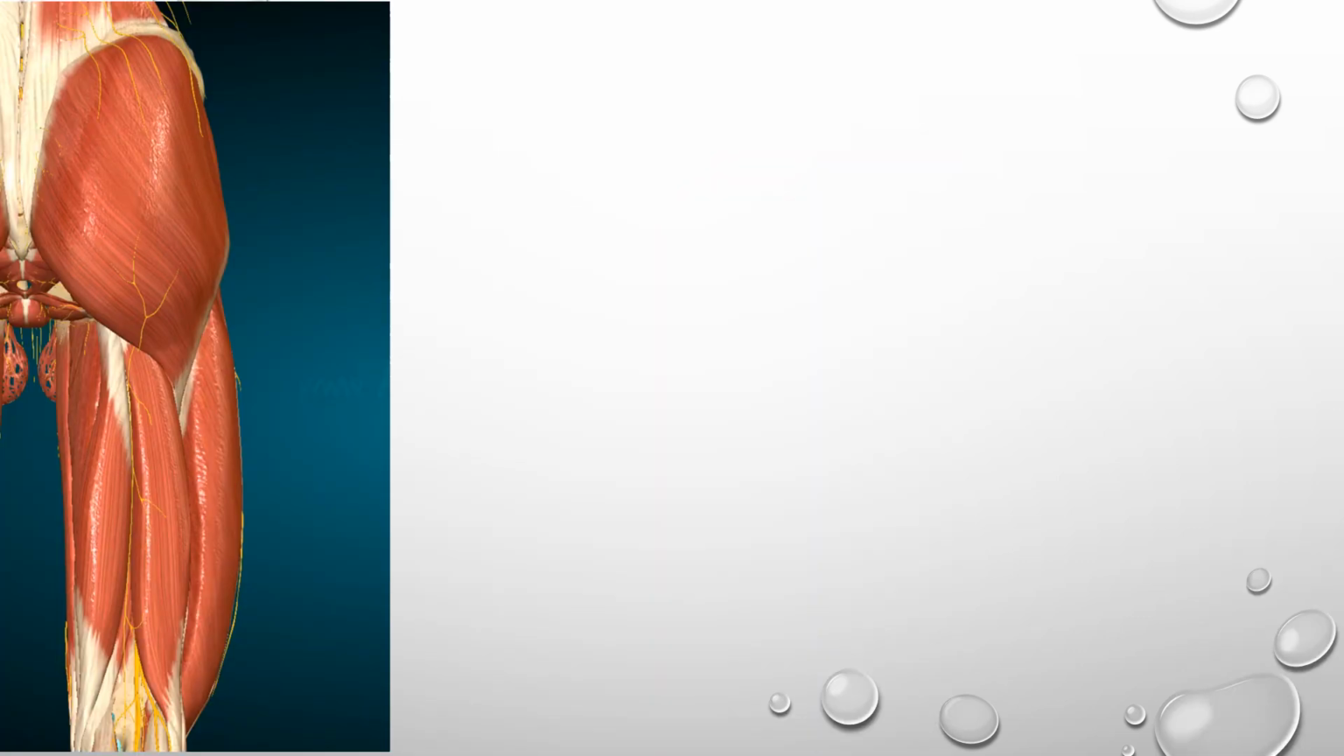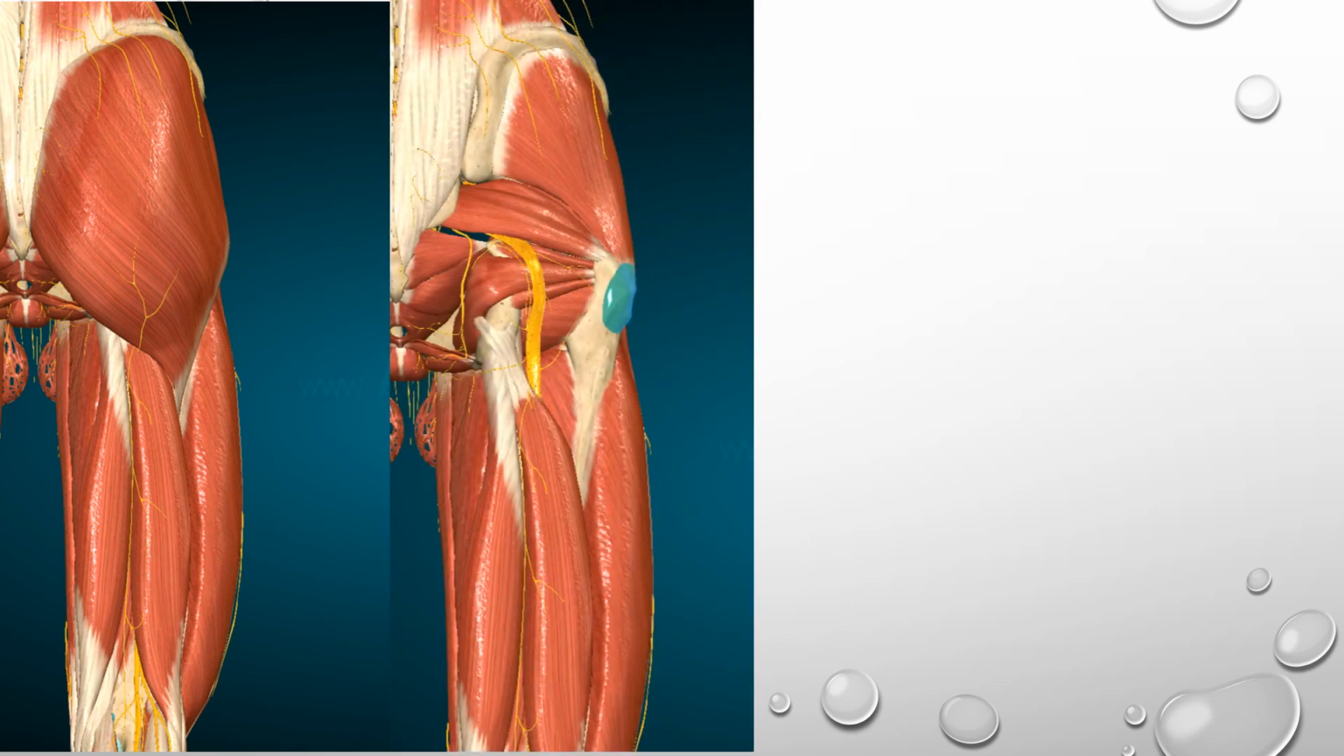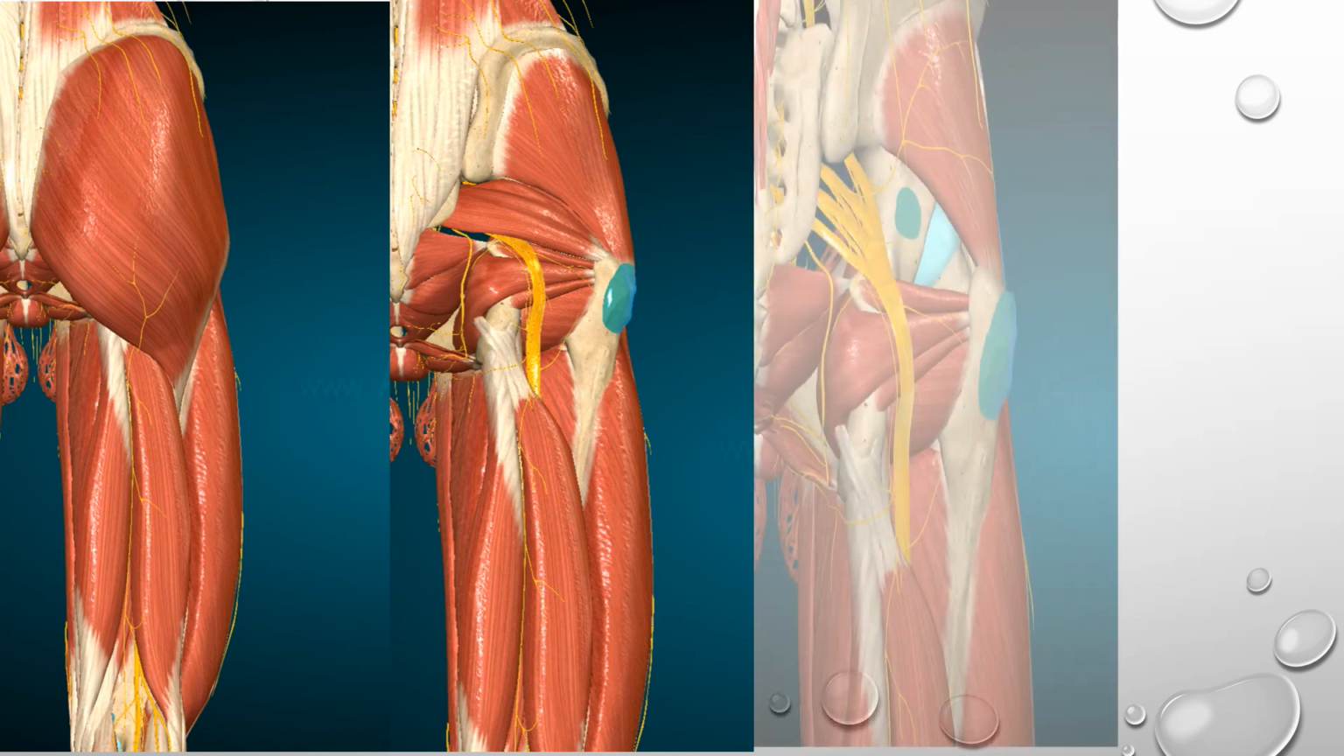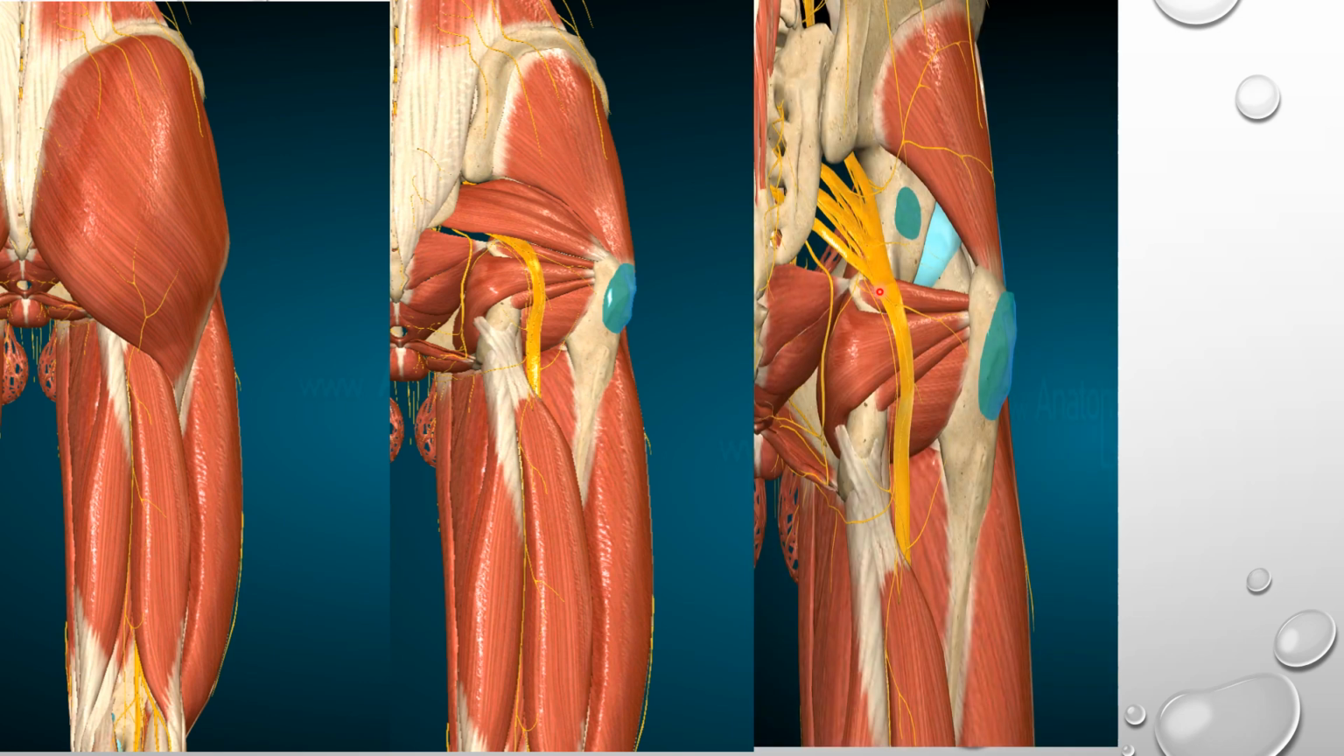The sciatic nerve emerges from the pelvis and enters the gluteal region posteriorly. So the sciatic nerve emerges through the greater sciatic foramen and travels on the inferior aspect of the piriformis muscle to enter into the gluteal region. The sciatic nerve then travels on top of the superior gemellus, the obturator internus, and the inferior gemellus.